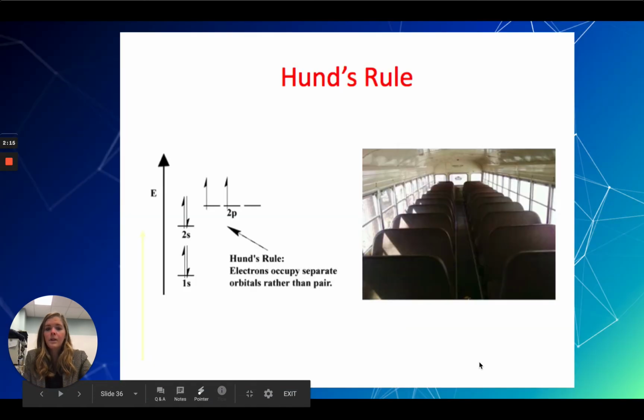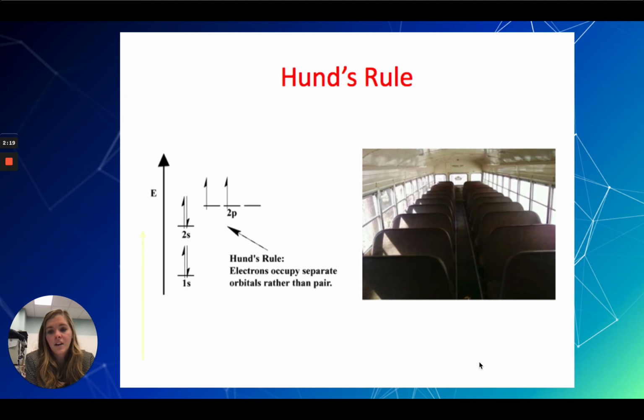And then our last rule we're going to look at is Hund's rule. So Hund's rule just states that electrons occupy separate orbitals rather than pair. So electrons don't really want to pair unless they have to. So kind of like the seats on a bus. When you get on a bus, you prefer to sit by yourself. You only double up on the seats of a bus when there's no other seats available.